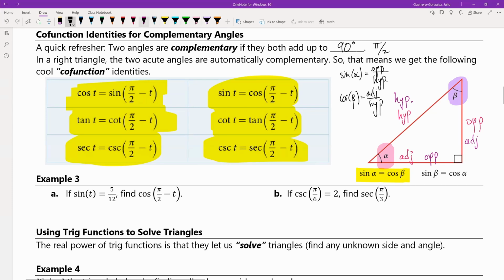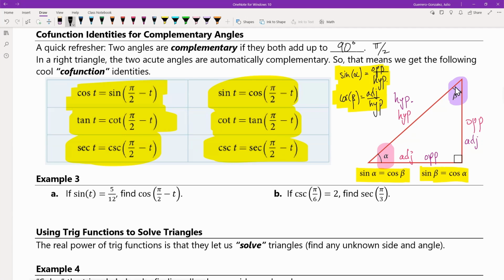But look at this, right? Hopefully you guys see this already. The opposite for alpha is the adjacent for beta, right? So that means that both of these are equal, and that's where we get that statement. Same idea goes for sine of beta is equal to cosine of alpha, okay?